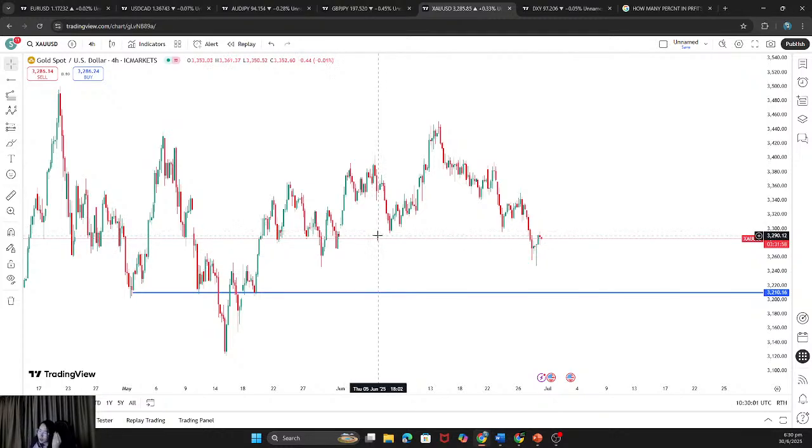Okay, so you need to think about it psychologically as well. Because if it looks so good to me, it's gonna look so good to everyone. Everyone's gonna get in, and then the smart money institutional trader will want to stop us out.